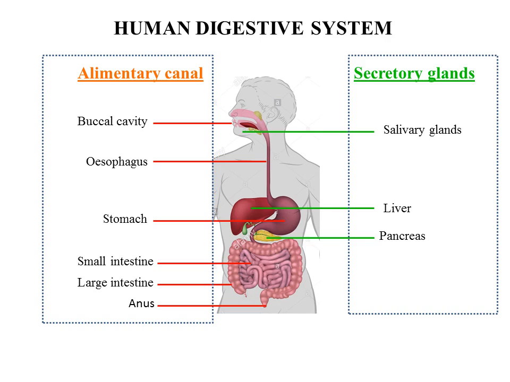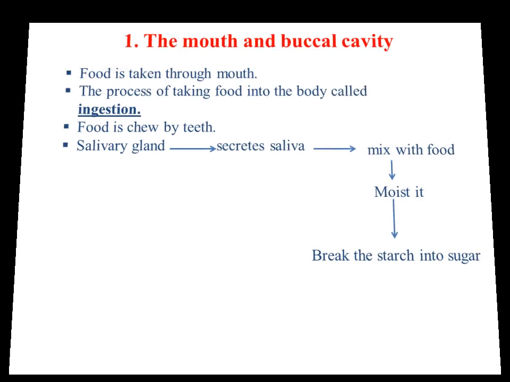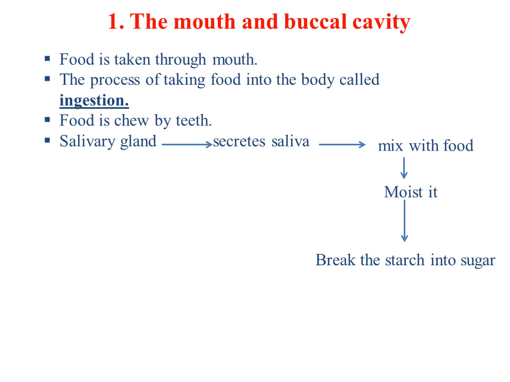Now we will revise again each part of the alimentary canal along with the secretory glands in more detail. Okay, so let's start with that. First, the mouth and buccal cavity. The buccal cavity is more commonly known as the mouth, as it is the beginning of the digestive system for humans. It consists of the tongue and teeth.